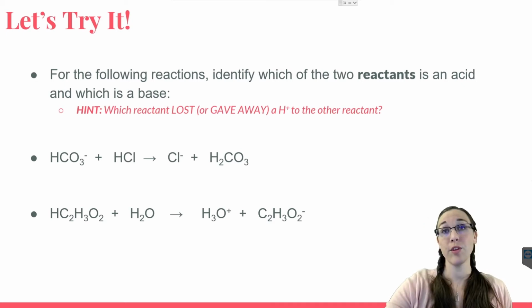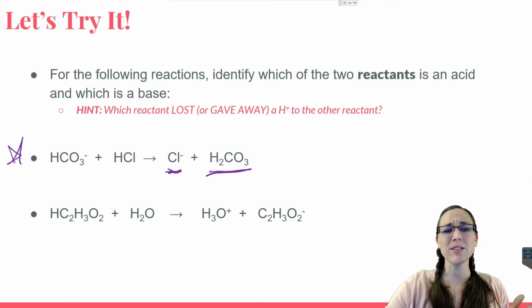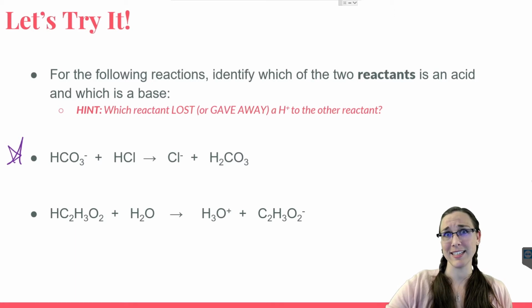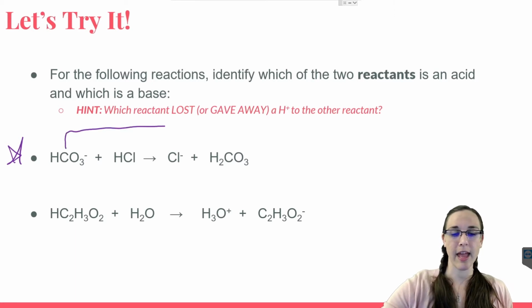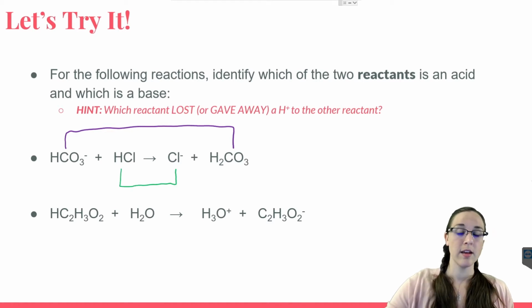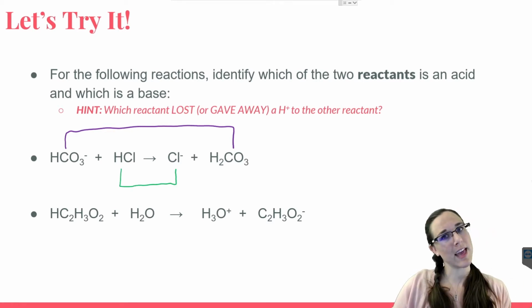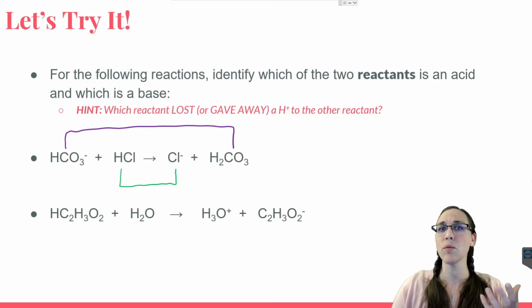Let me show you. If we're looking at this first one, does HCO3- look like Cl-, or does it look more like H2CO3? Of course it looks like H2CO3. There's not even a Cl in that reactant. So we're going to link up the HCO3- with H2CO3 in the products. The idea here is that we're linking the reactant side with the one it looks like in the product side, so we can see what happened.